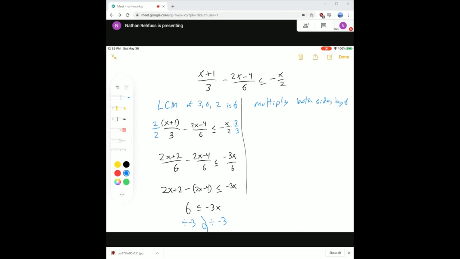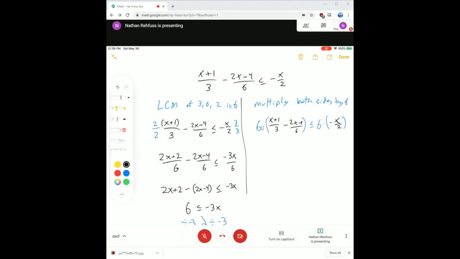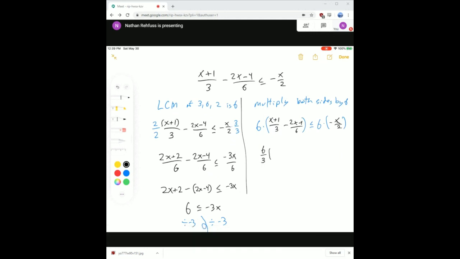I'm going to write out every step, so it's not going to feel fast, but I'll show you which steps I would skip if I were doing this on my own time. So I'm going to say 6 times the left side is less than or equal to 6 times the right side, whole thing in parentheses. And now what I'm going to do is distribute the 6. So this first term is 6/3 times x plus 1. This second term is 6/6 times 2x minus 4. And this third term is -6/2 times x.